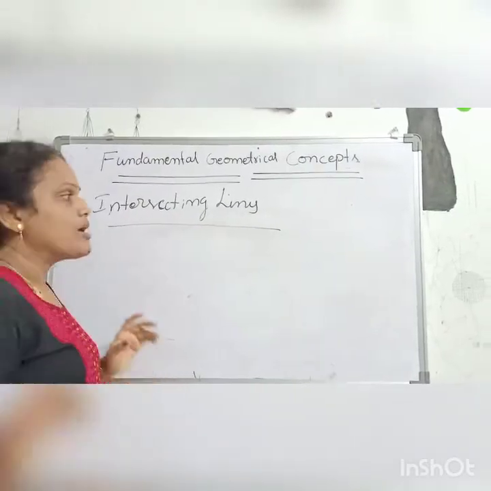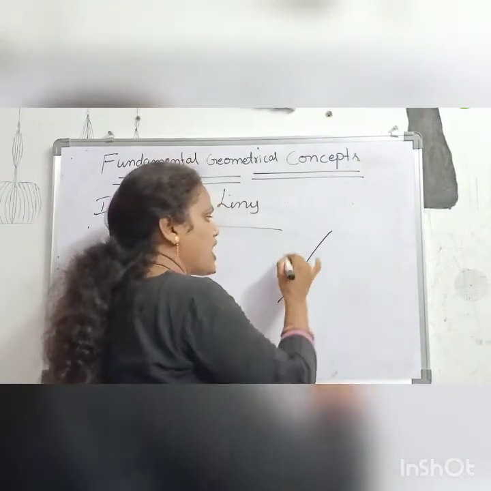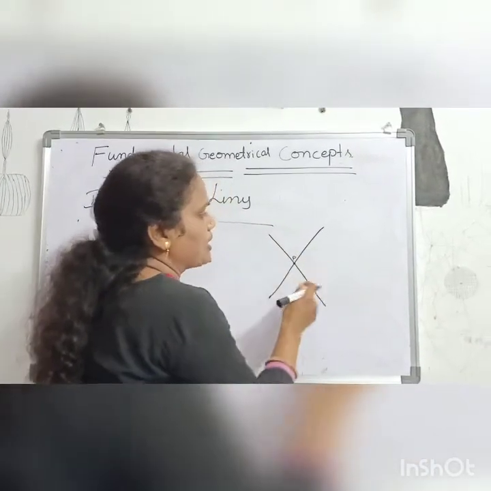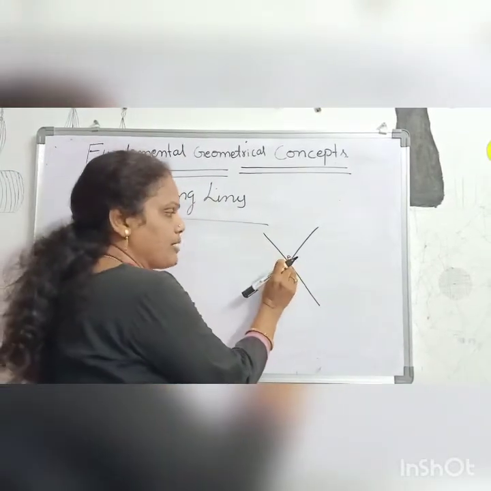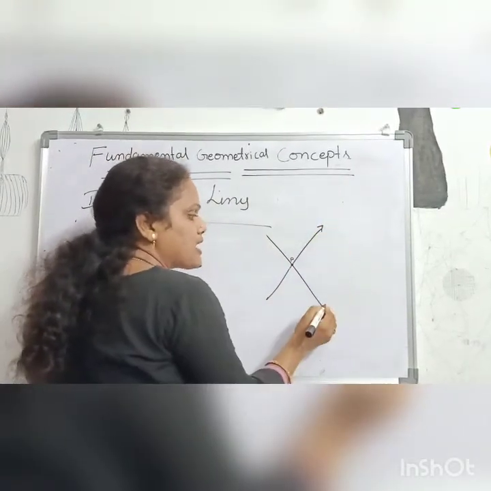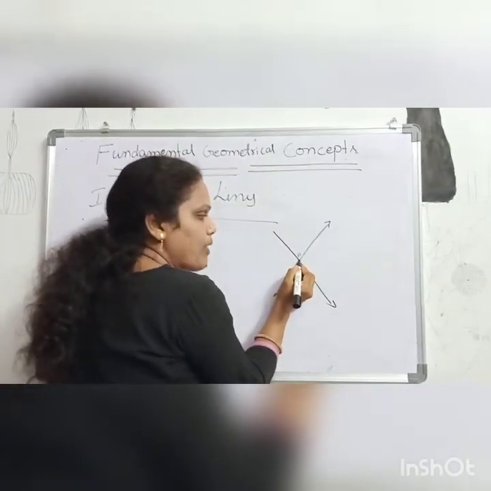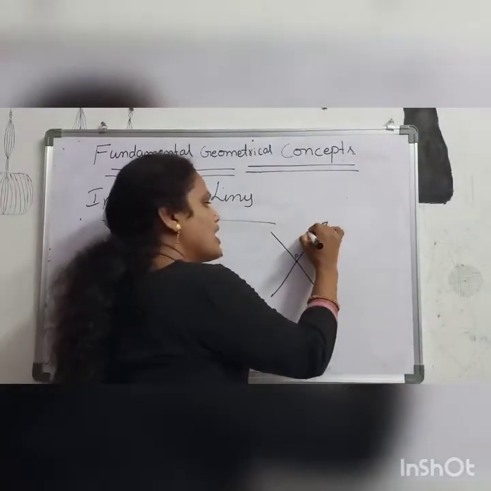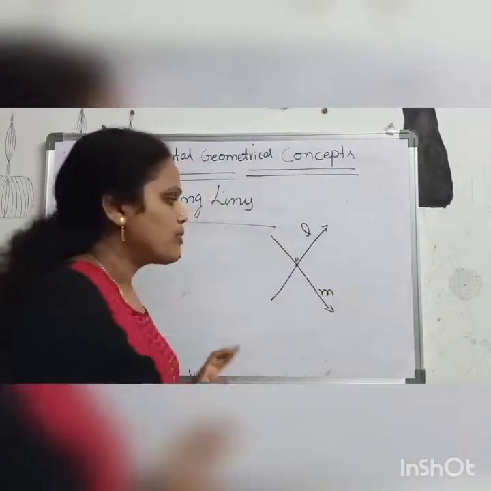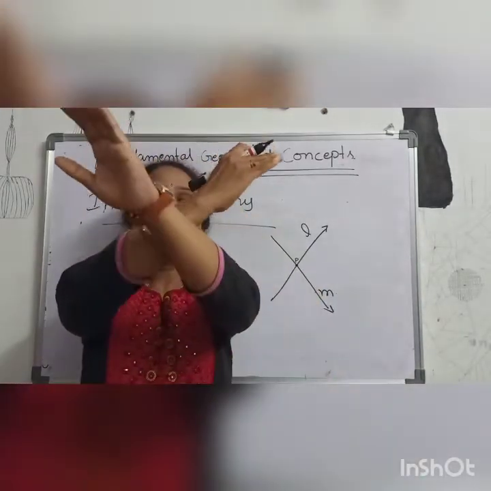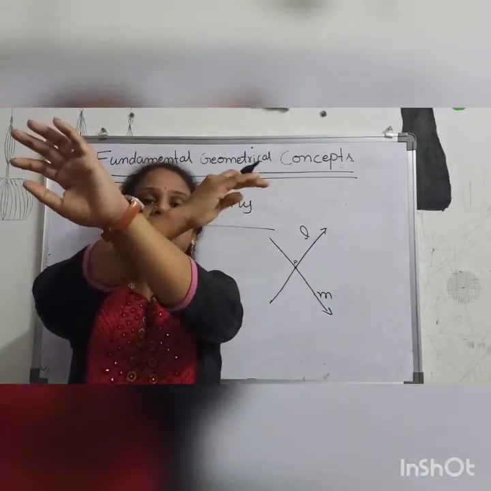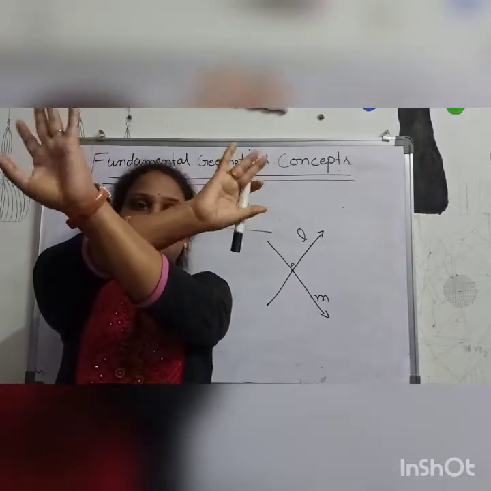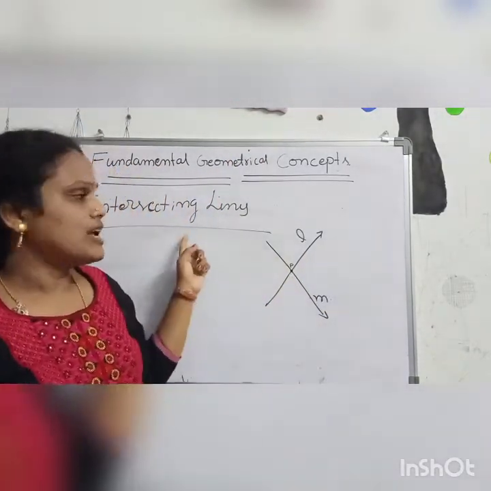Intersecting lines. Which lines? Two lines meeting at one point. Any point we can take, P, Q, or any name we can give. Two lines meeting at one point, these two lines are called intersecting lines. We can show this with our hands. Here these two hands are intersecting at one point. So these two hands are called intersecting lines.